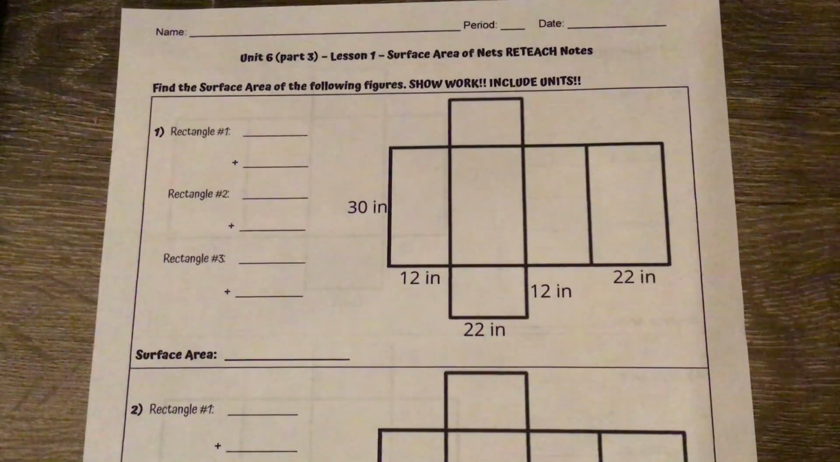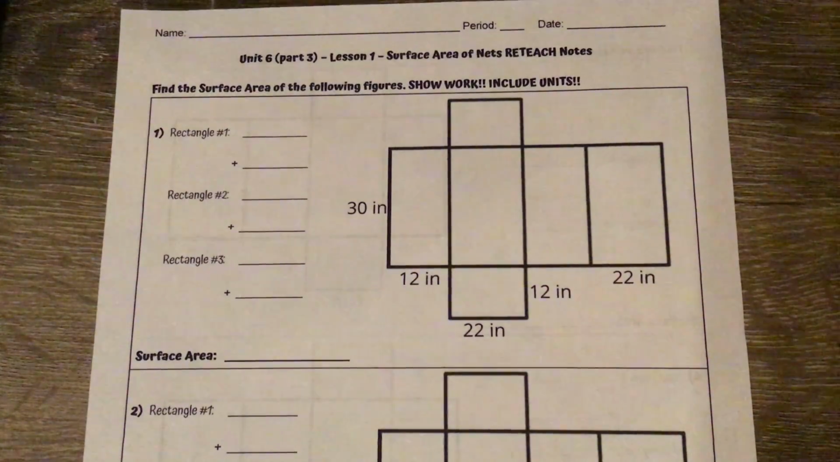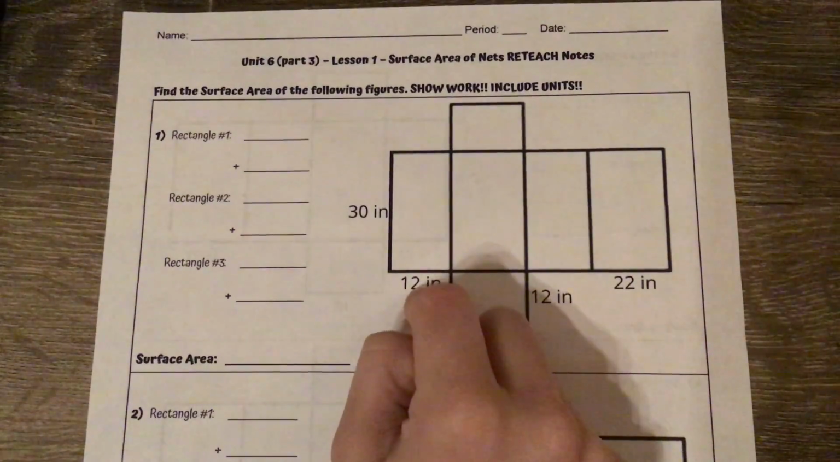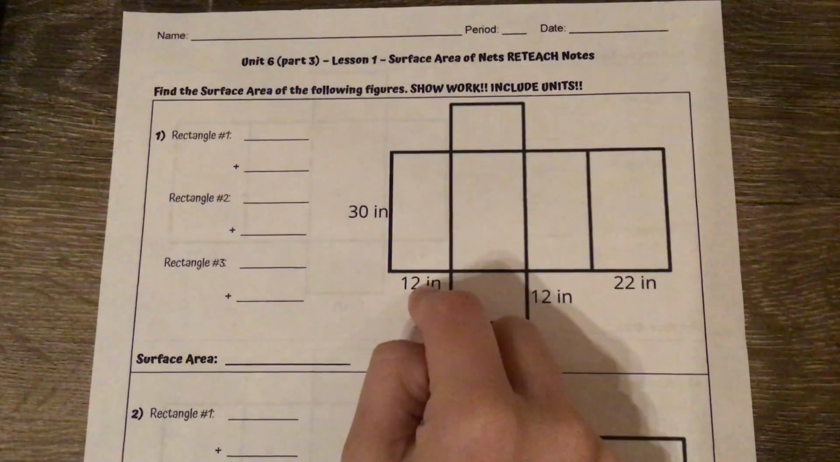Let's take another look at surface area of nets. So we already have the nets laid out and the numbers out there. What we want to remember is the different properties for rectangles and rectangular prisms. So remembering that opposite sides of a rectangle are congruent, they're the same length.